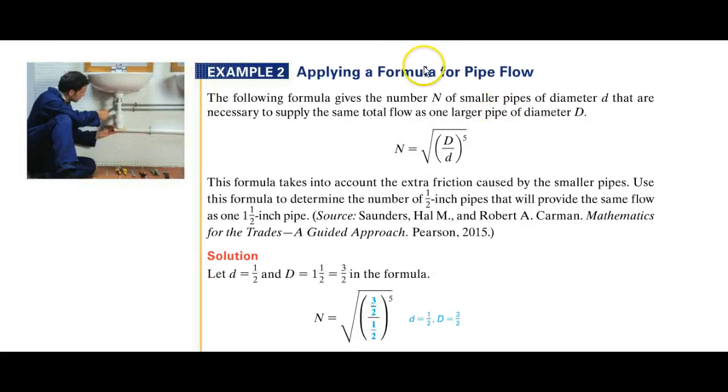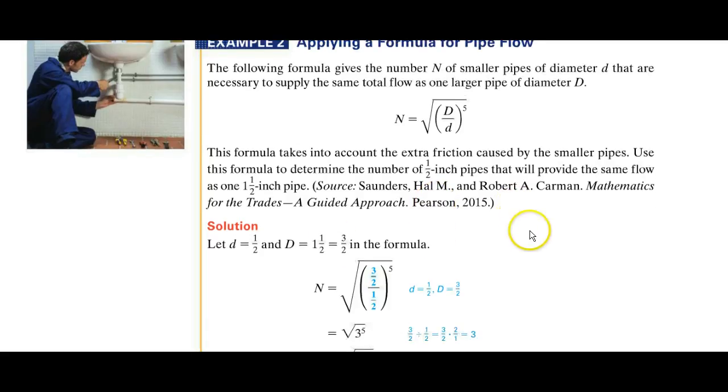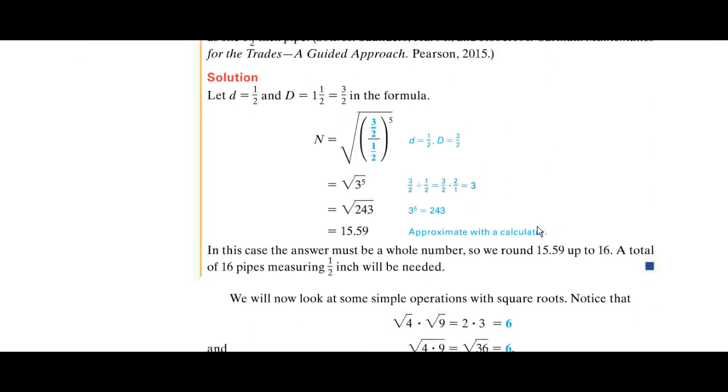Here we're asked to apply a formula for pipe flow. Well, they're giving you the number n of the smaller pipes of a diameter d that are necessary to supply the same total flow as one larger pipe of a diameter capital D. So there is the formula, and they're giving us various values to put in there, which we see listed below.